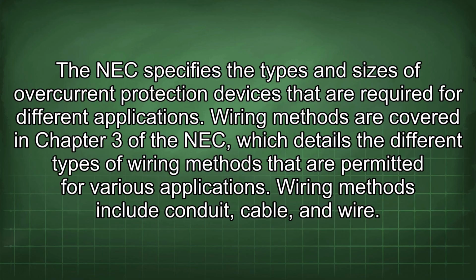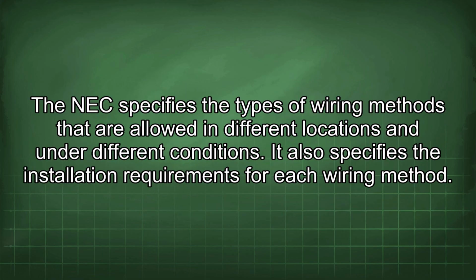Wiring methods are covered in Chapter 3 of the NEC, which details the different types of wiring methods that are permitted for various applications. Wiring methods include conduit, cable, and wire. The NEC specifies the types of wiring methods that are allowed in different locations and under different conditions. It also specifies the installation requirements for each wiring method.